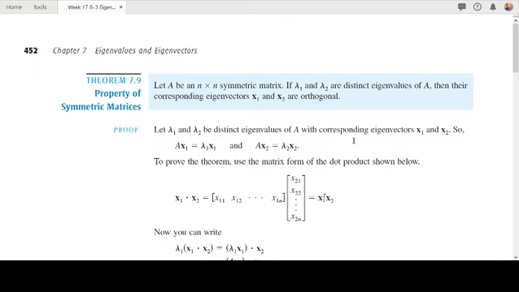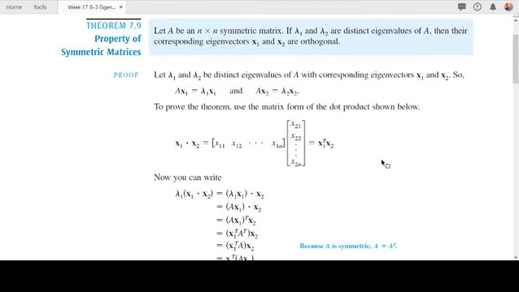When you have a square symmetric matrix A and lambda 1 and lambda 2 are different eigenvalues of A, then the corresponding eigenvectors x1 and x2 are orthogonal. As you look at the proof, it's the same proof that I showed you in the previous video. However, this is done in the context of the normal, usual dot product for R^n. So you have lambda 1 and lambda 2 as different, distinct eigenvalues of A, having eigenvectors x1 and x2.